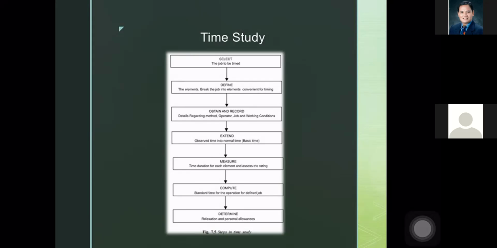Then add the suitable allowances to compensate for the fatigue, personal needs, contingencies, and so on to give standard time for each element. Compute allowed time for the entire job by adding element standard times considering frequency of occurrence of each element. Make a detailed job description describing the method for which the standard time is established. Last, test and review standards wherever necessary. The basic steps in time study are presented by a block diagram in figure 7.5.